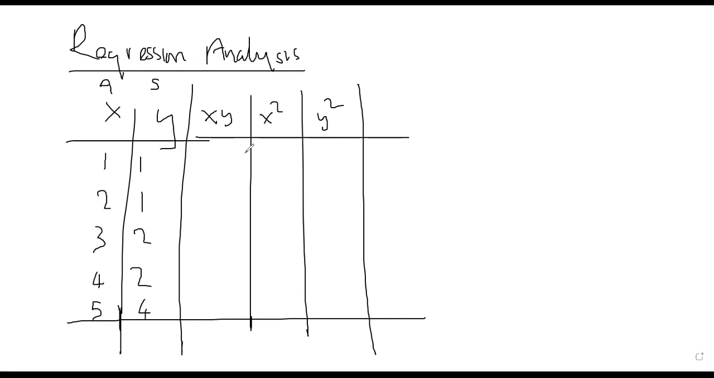5, 1. X, Y, 1, 2, 1, yes, 2, 6, 6, 8, 20. Then here, X squared is 1, 4, 9, 16, 25. Correct. And here, 1, 1, 4, 4, 16. Good. Then the totals.